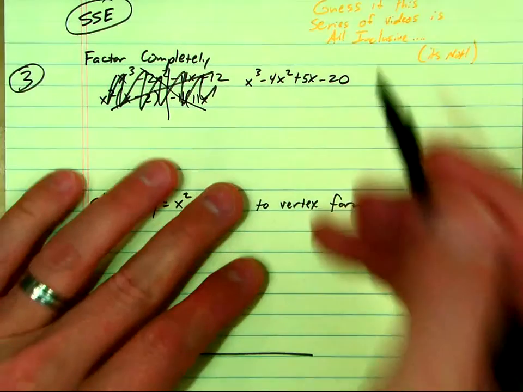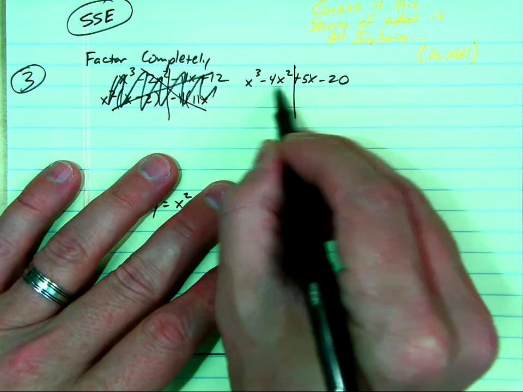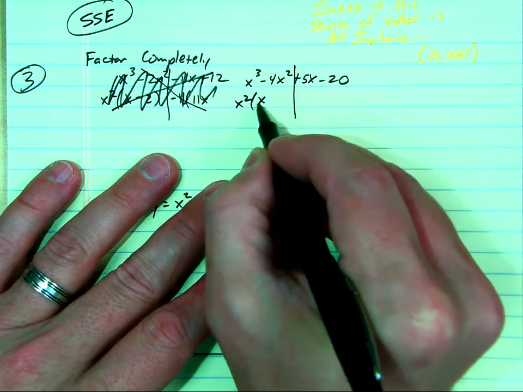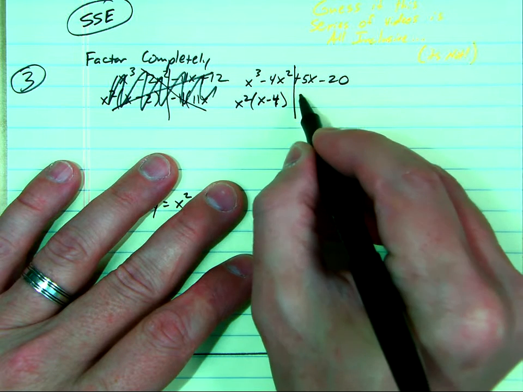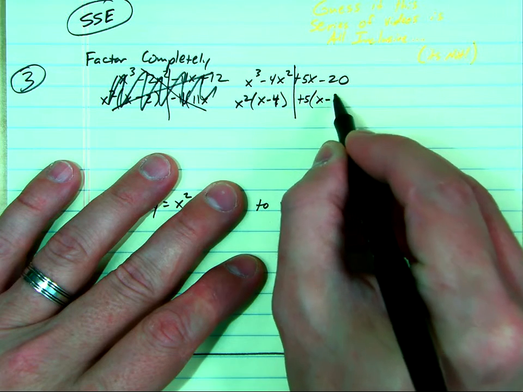Okay. Now, again, let's try factor by grouping. We split it by 2. What's the GCF of these two terms? X squared. What's left over? X minus 4. How about what's the GCF of these two terms? 5. What's left over when you factor out the 5? You get x minus 4.